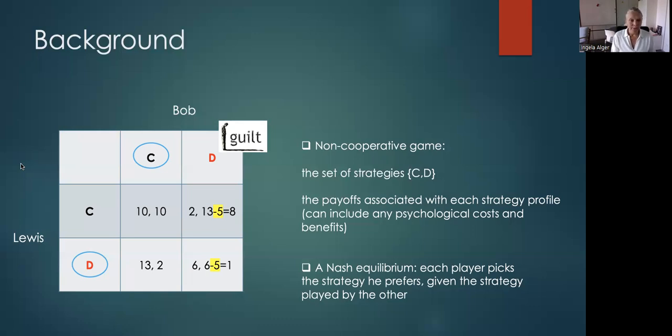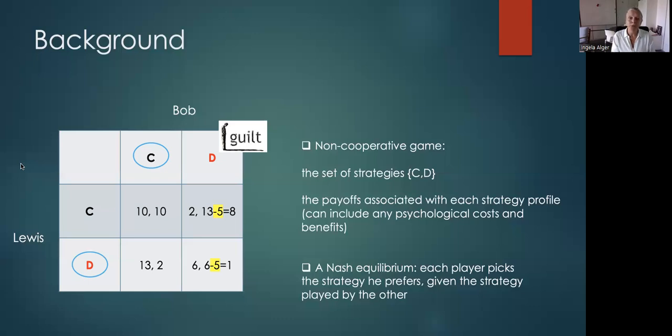So Lewis, on the other hand, perhaps is a pure materialist. Maybe he simply wants to maximize his material payoff. And so now we have defined a non-cooperative game, where the set of strategies are also cooperate and defect. The payoffs associated with each strategy profile are also indicated now in the cells. But these are the payoffs and not the material payoffs.